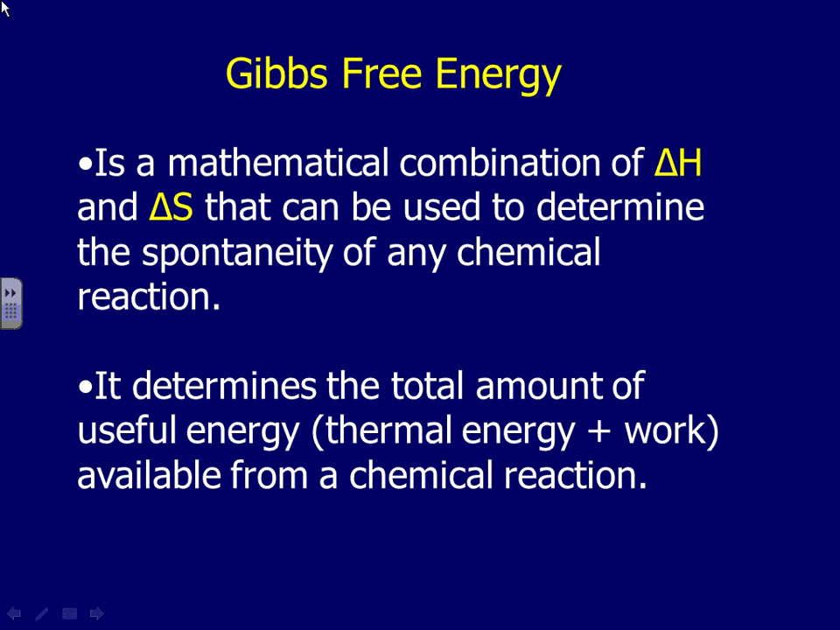Okay, so a scientist by the name of Gibbs, an American scientist in the early 1900s, realizes that if we put together these two concepts of delta H and delta S, it can be used mathematically to determine whether a reaction is spontaneous or not. Not only that, but the combined effects of the delta H, which is the thermal energy, and the delta S, which historically was the energy that came from the piston moving, give a total amount of useful possible energy that can come from that chemical reaction.